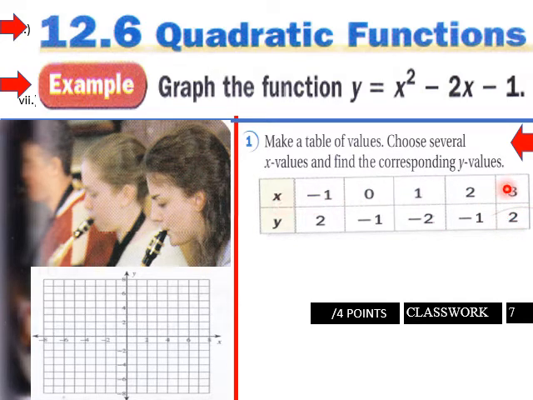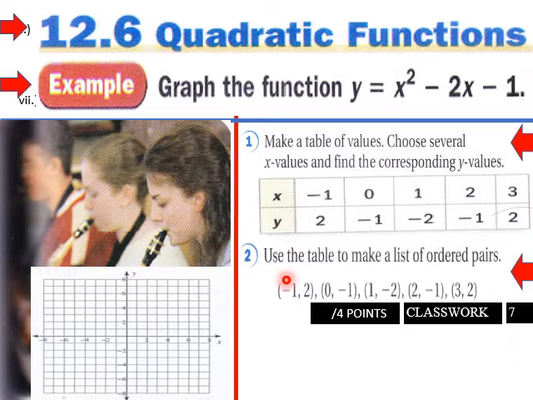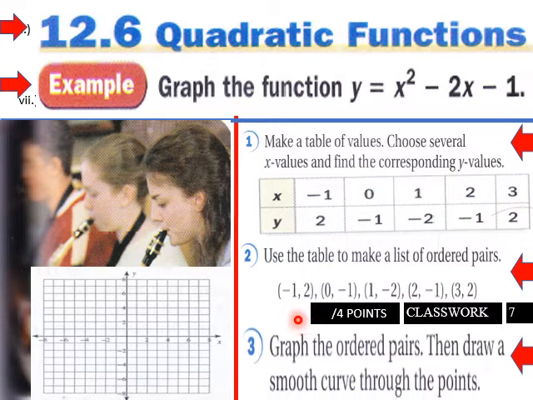For when x equals 3, y equals 2. So we have a table of values. Use the table to make a list of ordered pairs. Here are our ordered pairs: negative 1, 2; 0, negative 1; 1, negative 2; 2, negative 1; and 3, 2.